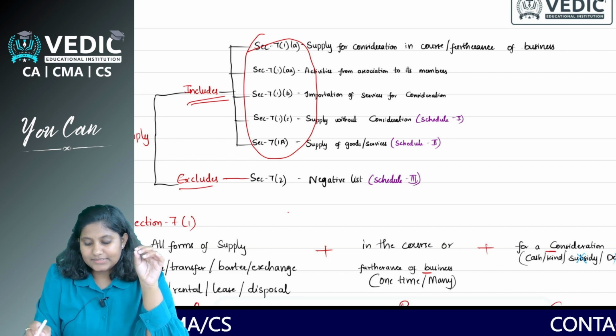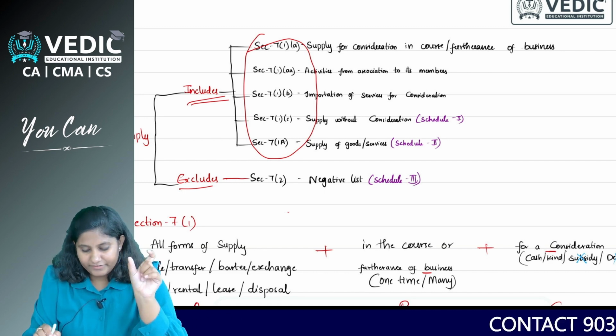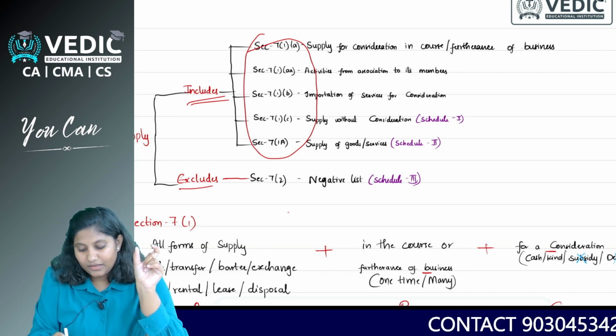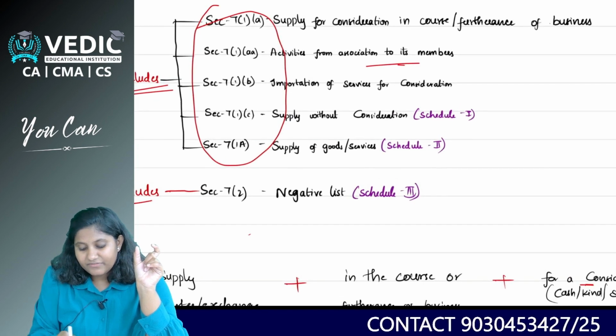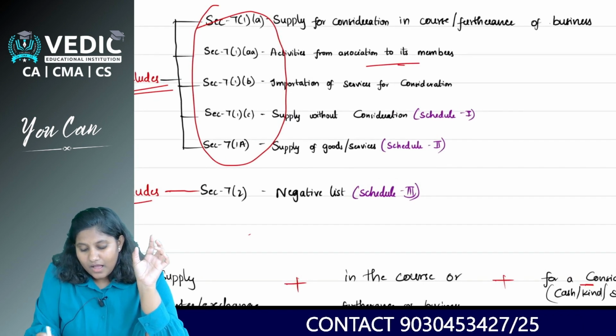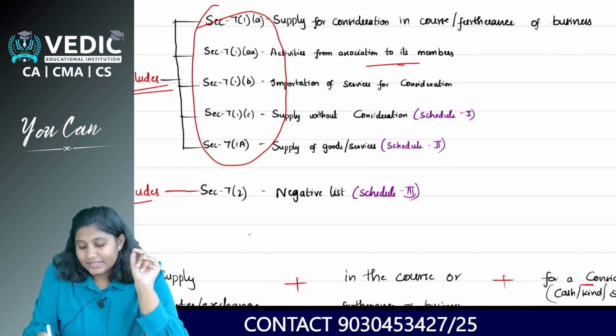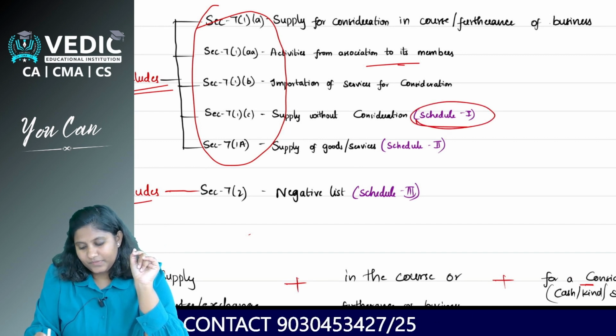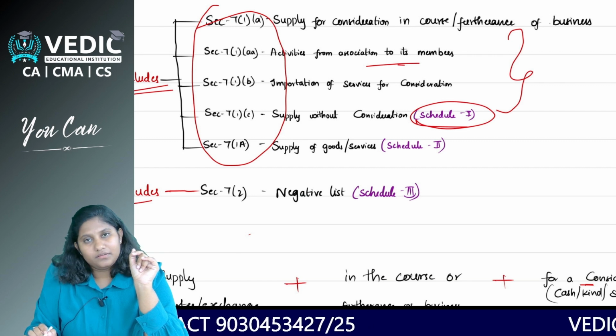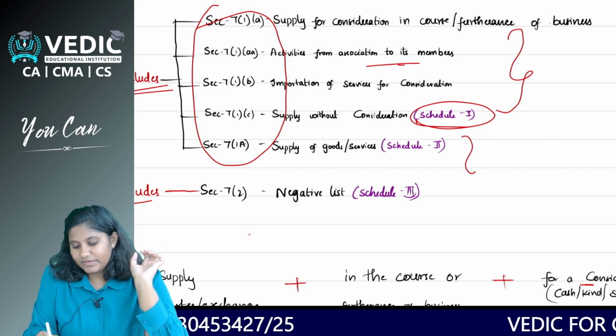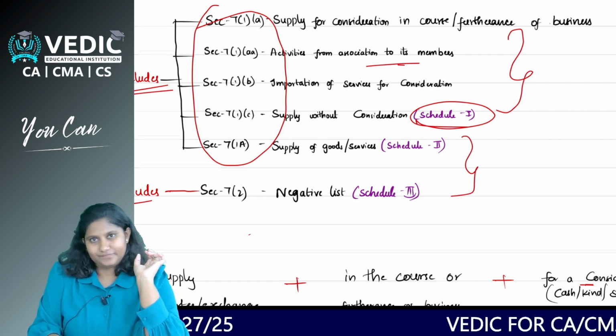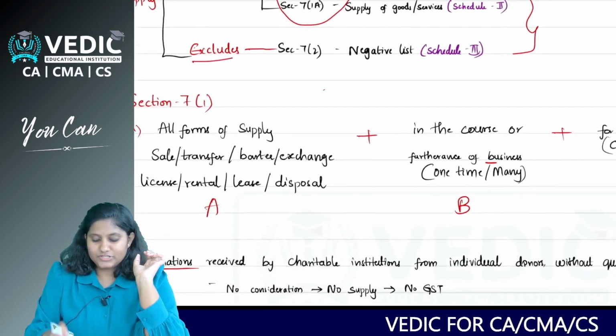Section 7.1a, this is where we learn basically about the definition. 7.1AA, association of its members. 7.1b, importation of services. And 7.1c, supply without consideration, where we deal with Schedule 1. These all will be learned in today's session, and in the next session we'll be learning about Schedule 2 and Schedule 3. Yes?